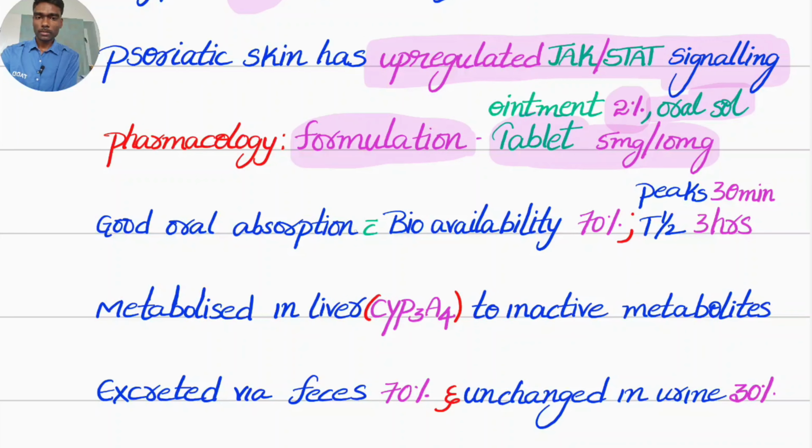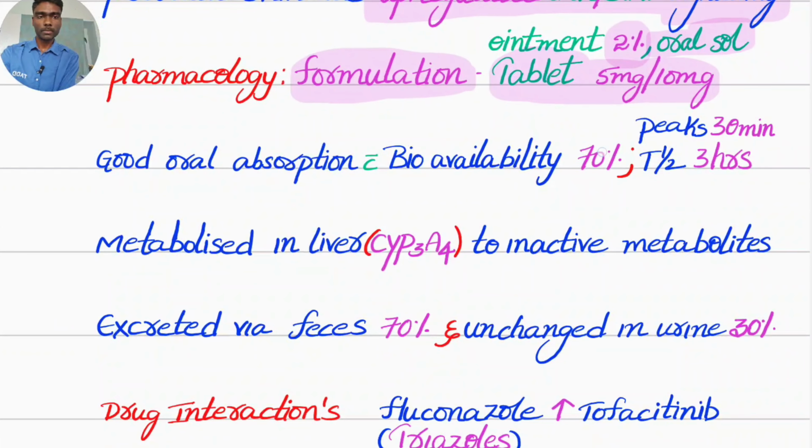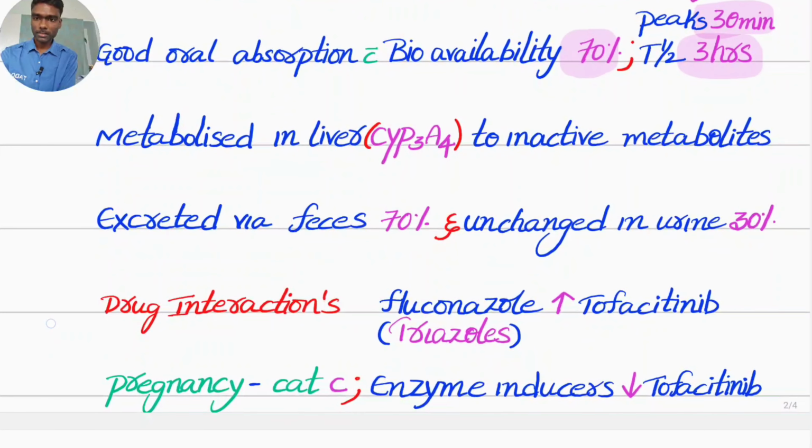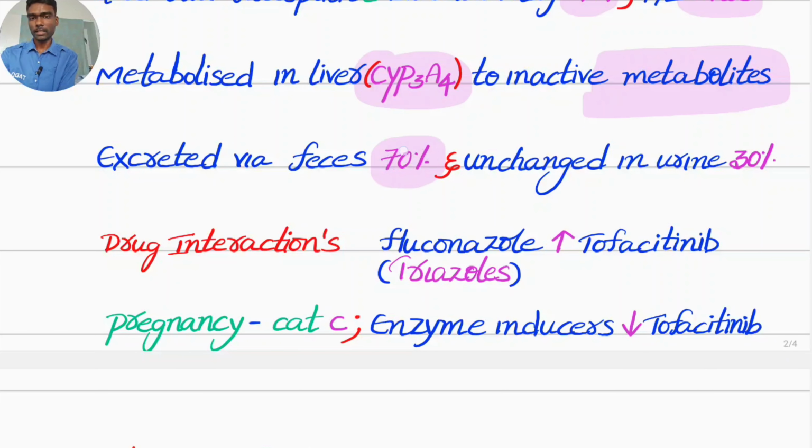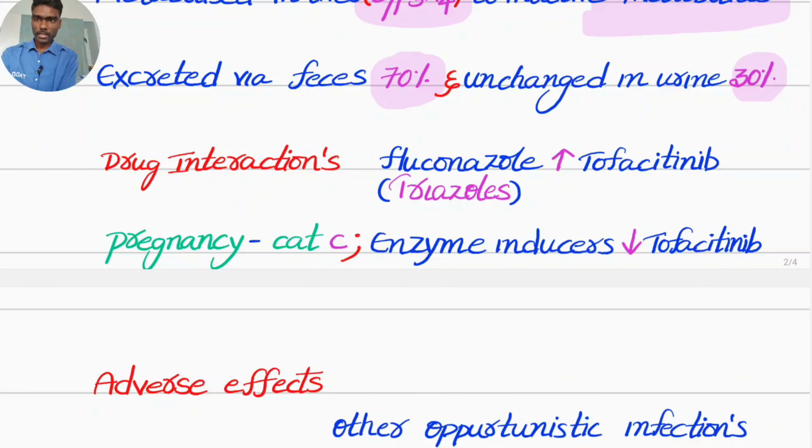It has good oral absorption, good bioavailability of 70%, reaches peak within half an hour, T-half of 3 hours. These are all you have to learn by heart, no other option. Metabolized in liver by CYP3A4 enzyme to inactive metabolites. Some drugs will have active metabolites. Here Tofacitinib, if it gets metabolized, that's it. It will become an inactive metabolite and is excreted via feces, mainly 70%. Unchanged in urine, 30%. It has very few drug interactions.